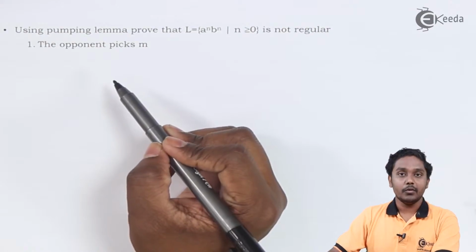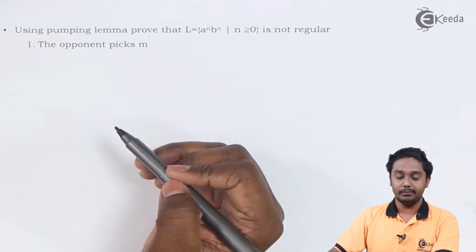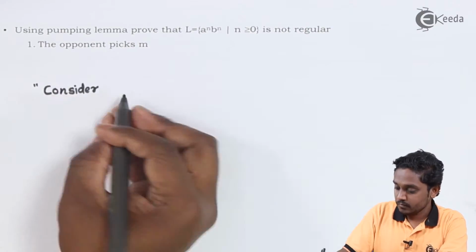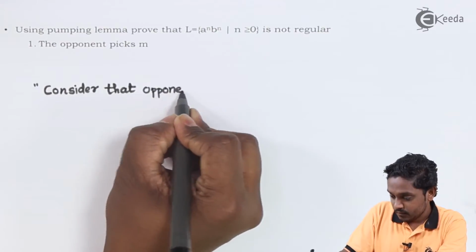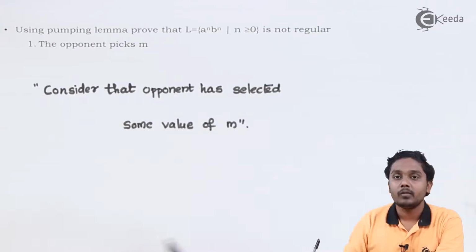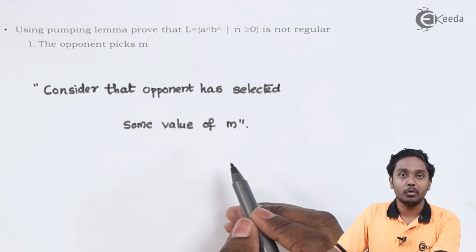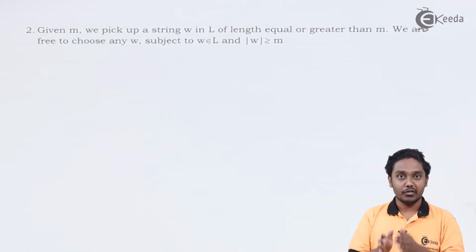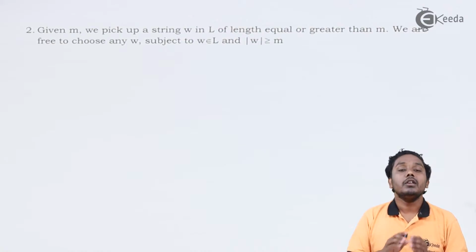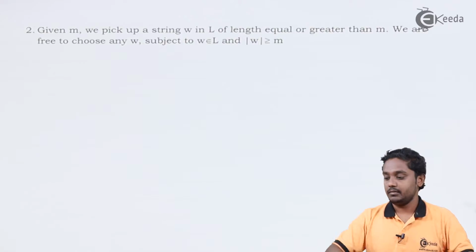As we discussed earlier, the first step is selecting m. Let us say the opponent is selecting some value for m. Over here, we don't need a particular value and hence we are selecting the value of m to be a variable. Now our task is selecting a string of the language which is having a length more than or equal to m. So if we take m as some particular value, then a raised to m, b raised to m could be a string having length more than m definitely.